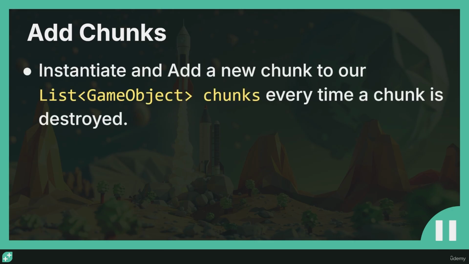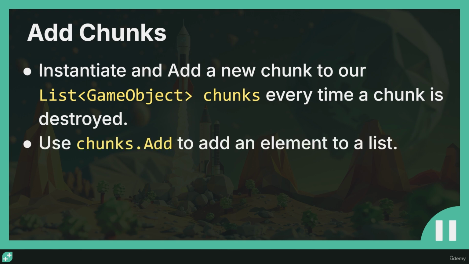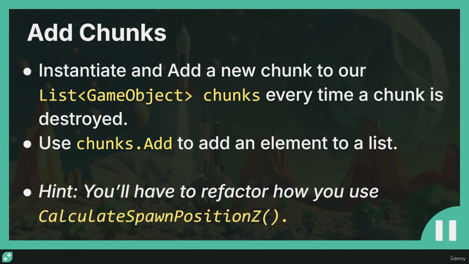Instantiate and add a new chunk to our list of chunks every single time a chunk is destroyed. Use chunks.add to add an element to a list. The challenges are getting trickier, aren't they? This one's going to take a few different steps between adding some new additional logic and refactoring some of the methods we already have. So just a bit of a hint, you'll have to refactor how you use our calculate spawn position Z method.